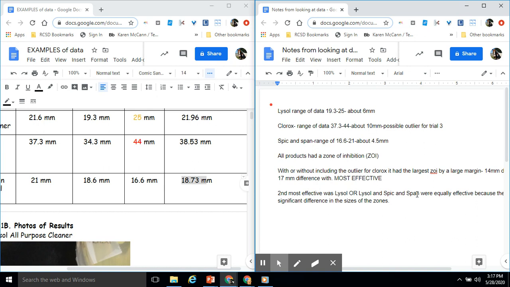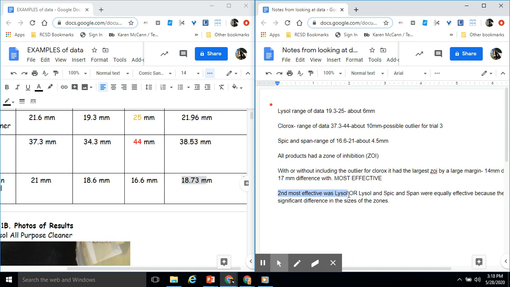I need you to understand something. In this particular case, because there's basically a 3 millimeter difference, at this moment you can say that this is okay. So you can say Lysol was second most effective. That is a perfectly good explanation. A 3 millimeter difference is fine.